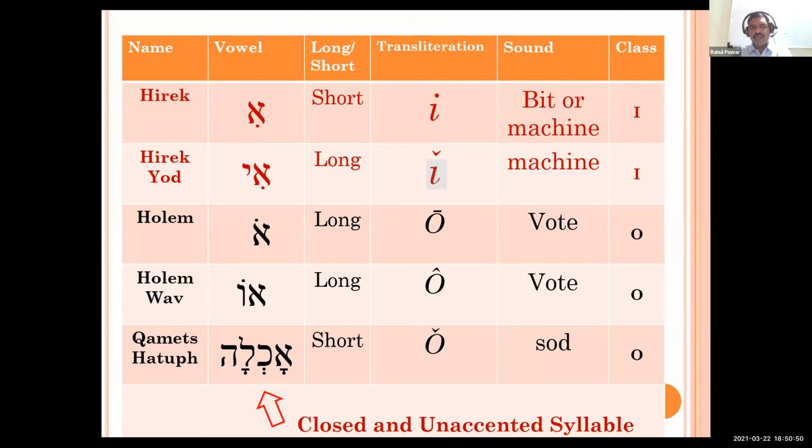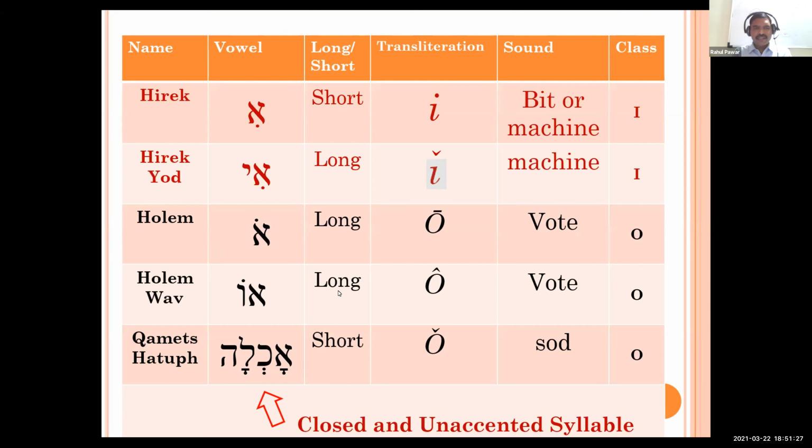Because this vowel involves a consonant in its formation, it is called a full letter vowel. This wow is a consonant, and above wow is a dot that is called holum wow. And the circumflex is towards upward. It gives a long O sound, oat.